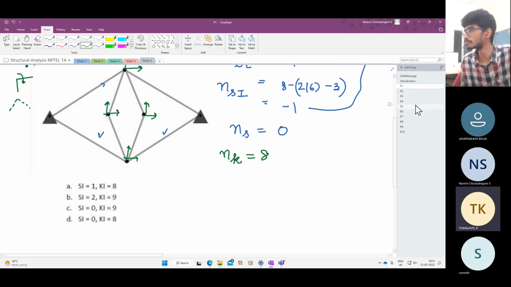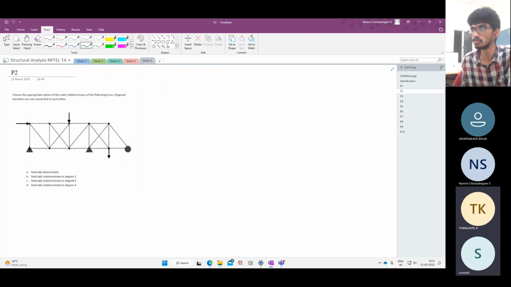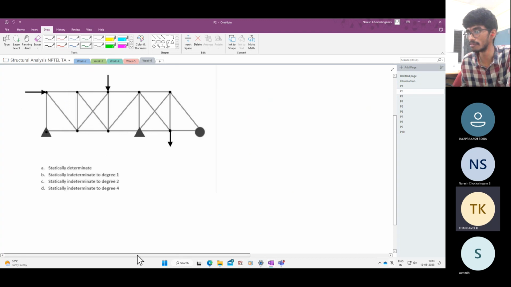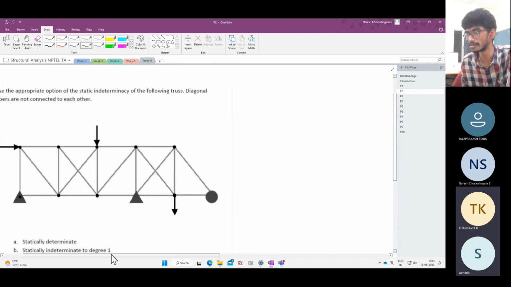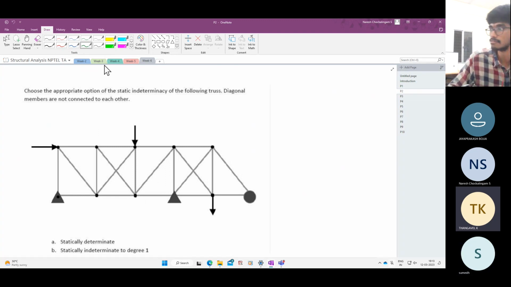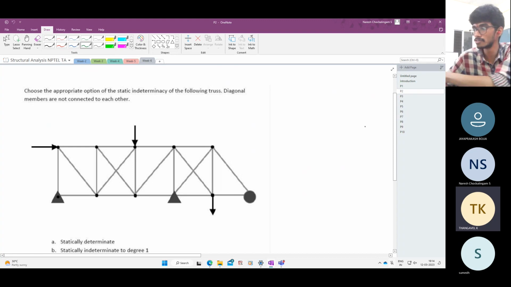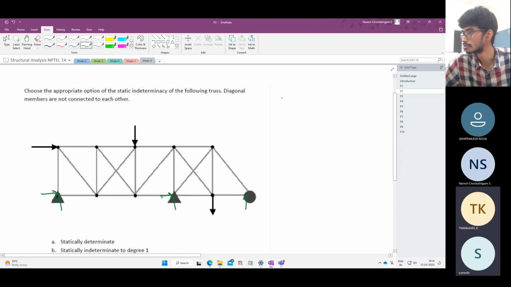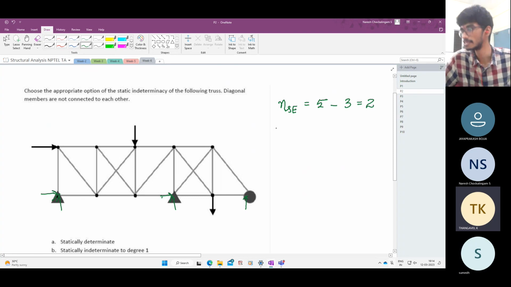Let's go to the next question. Choose the appropriate option for static indeterminacy of the following truss. Again, let us do the external counting. How many reactions do you have? You have one vertical reaction, one horizontal reaction. Here you have one vertical reaction, one horizontal reaction. Here you have only a vertical reaction. So externally, you have 5 support reactions, and how many equations of equilibrium do you have? 3. So external indeterminacy is 2.